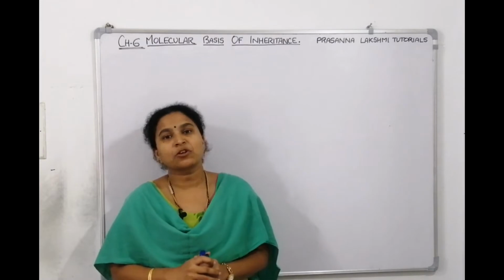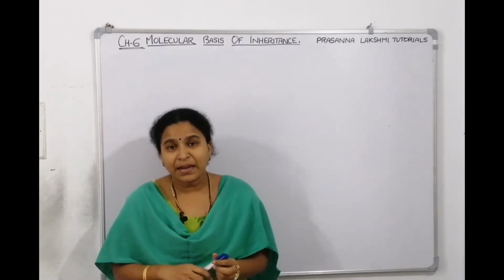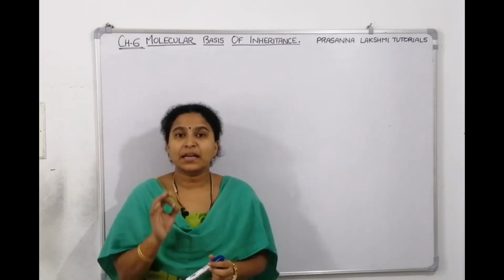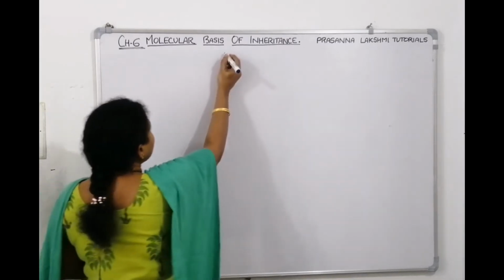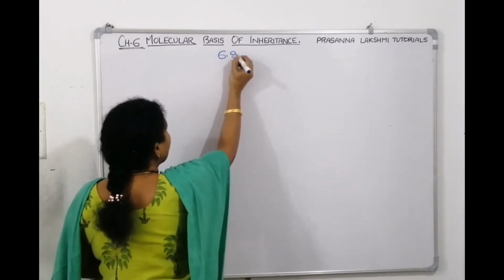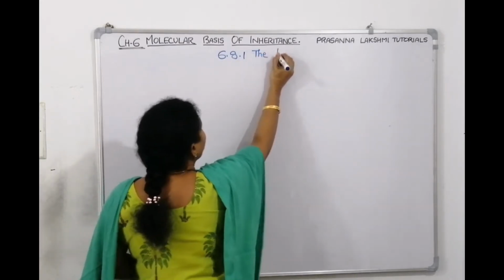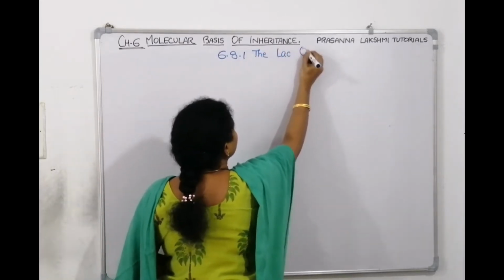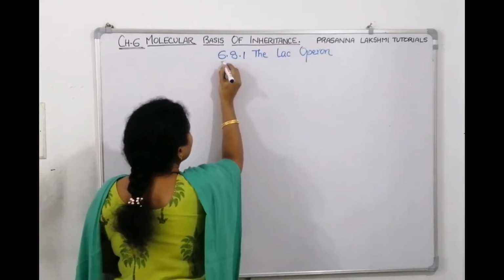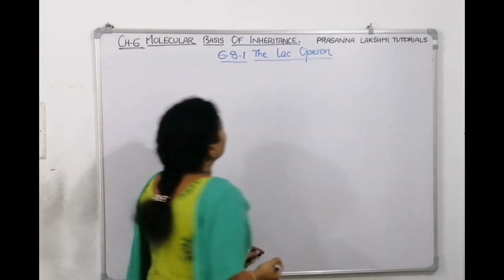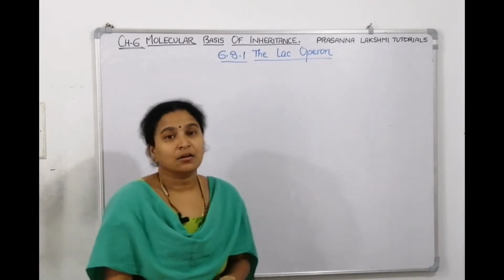So let's not deviate from the topic. Our topic is regulation of gene. We can explain it in prokaryotes by taking Lac Operon as an example. So let's start. Our topic is 6.8.1, the Lac Operon. So we are in the 6th chapter, doing this topic 6.8.1, which is called the Lac Operon.